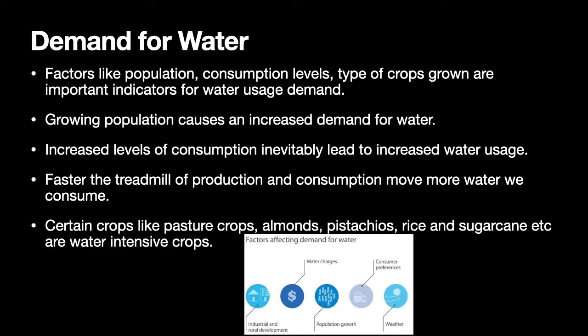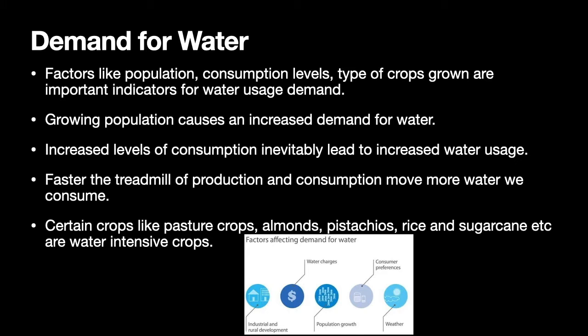So here I'm going to talk about factors which affect the demand for water. It's pretty obvious: factors like population and also consumption levels. If you buy more stuff, if you buy more clothes, you're going to consume more water. Similarly, increasing population also requires increasing amounts of food crops and other food items which have an associated water usage.